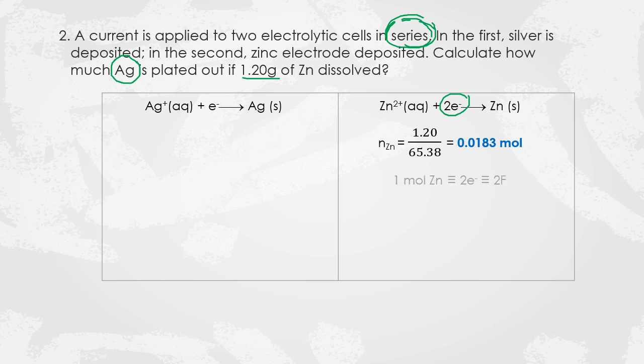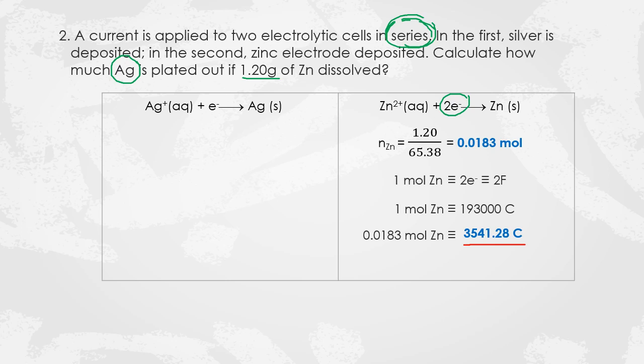So we know that 1 mole of zinc equal to 2 electrons, also equal to 2 Faradays. So 1 mole of zinc will give 193,000 coulomb. As for 0.0183 mole zinc, we're going to cross multiply the value and we'll get 3541.28 coulomb.